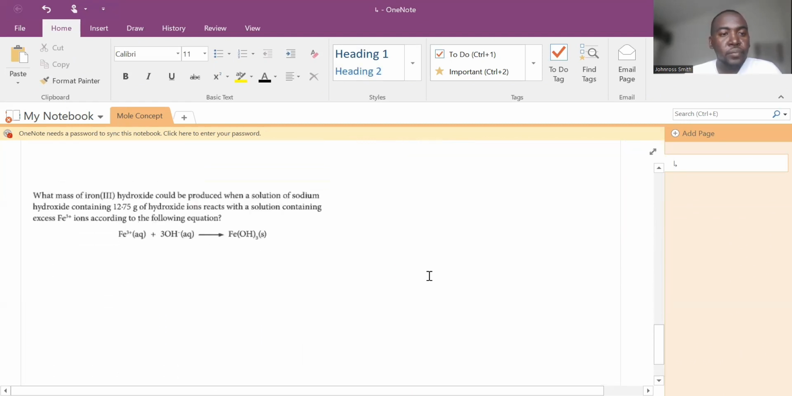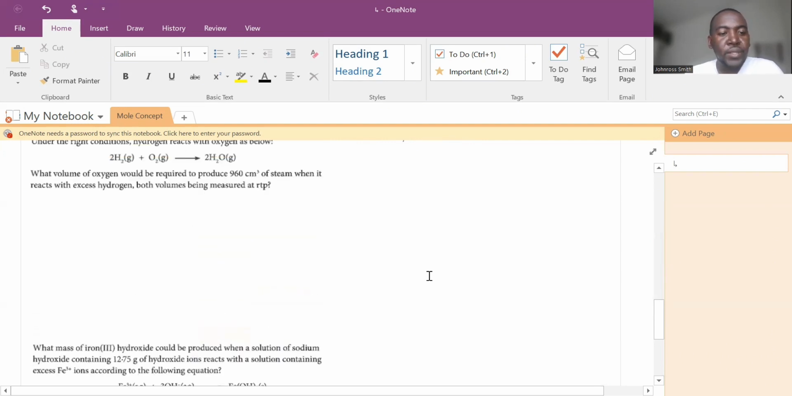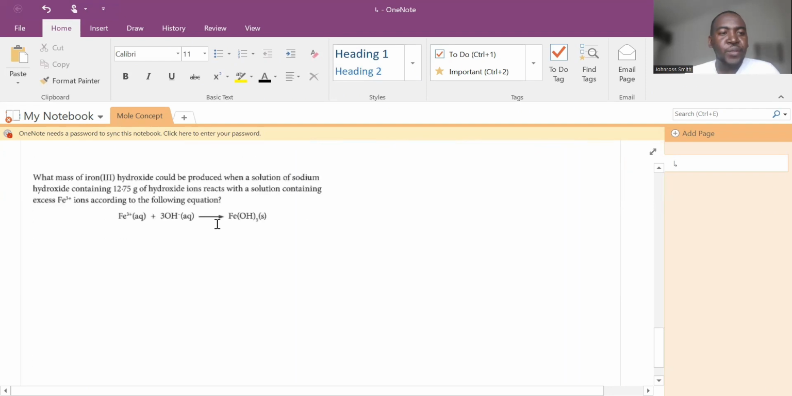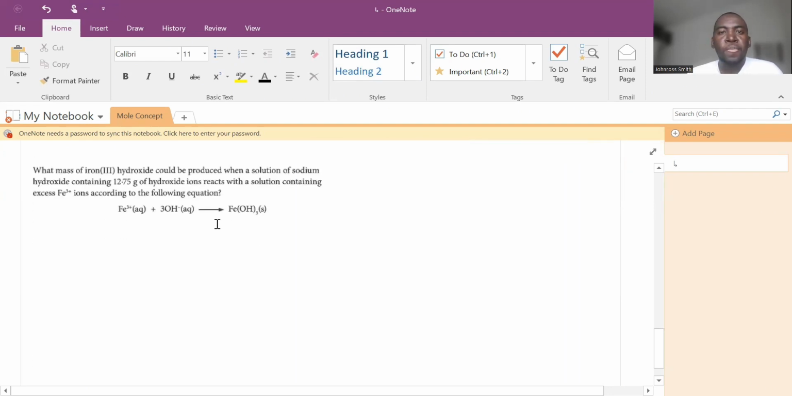All right, I'm going to skip this one because I'm going to ask you guys to do this one at the end. But before we do that, let's go to the last one here. That says what mass of iron-3 hydroxide would be produced when a solution of sodium hydroxide containing 12.75 grams of the hydroxide ions reacts with a solution containing excess Fe3+ ions according to the equation given.